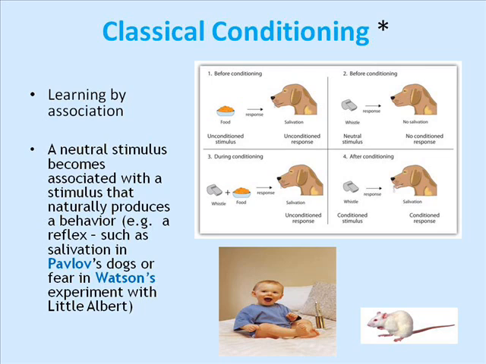Pavlov substituted a noise for the attendant and tried presenting the noise each time before the dogs were fed, finding that they very quickly learned to associate the noise with being fed, and they would begin to salivate when they heard that noise. The noise was initially a neutral stimulus, not producing any particular response. It became associated with the stimulus that produced the reflexive behavior, in this case, food. And so Pavlov's dogs learned to produce that reflexive behavior when they were confronted with the noise.